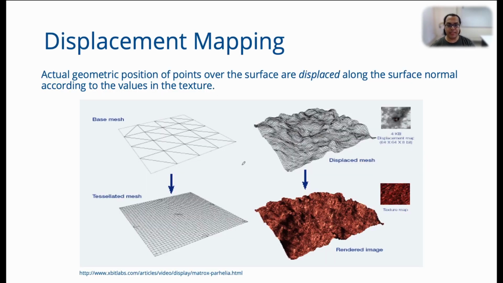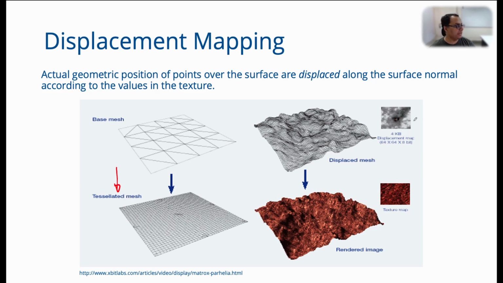Now we come to displacement mapping. Displacement mapping is a simple idea. You start with a low-res base mesh. You tessellate this base mesh to get a high-resolution base mesh, and this high resolution base mesh can be obtained on the fly because you can do tessellation at runtime.